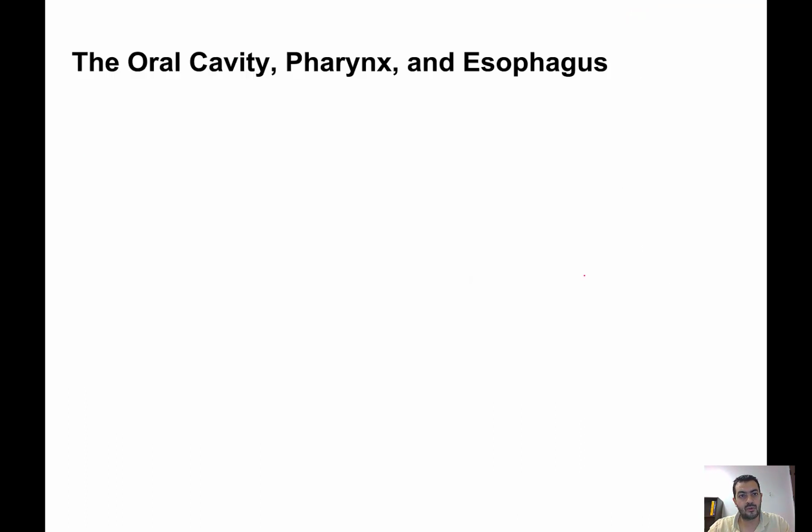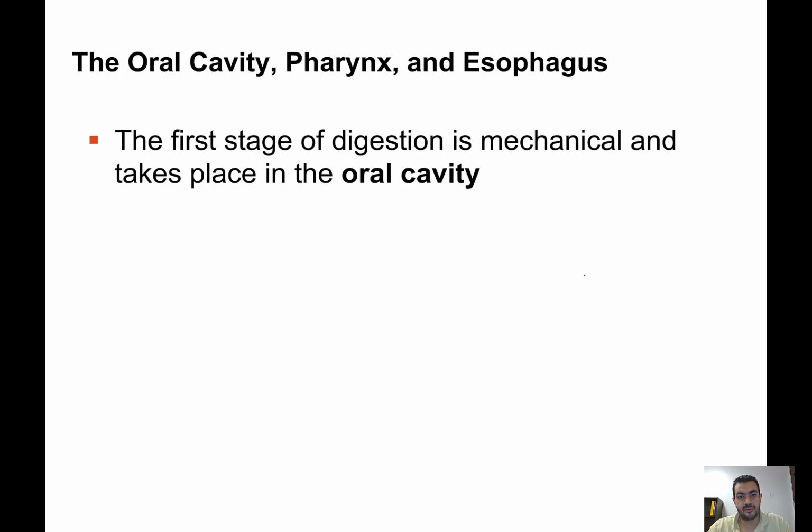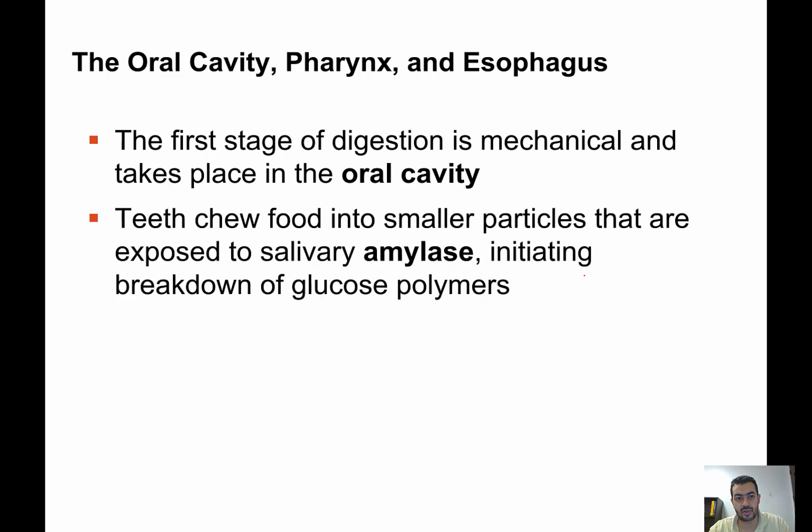Starting with the oral cavity, pharynx, and esophagus. The first stage of digestion, the mechanical digestion, takes place in the oral cavity. With the help of the teeth, we are able to break down the food material into smaller chunks through mechanical digestion.